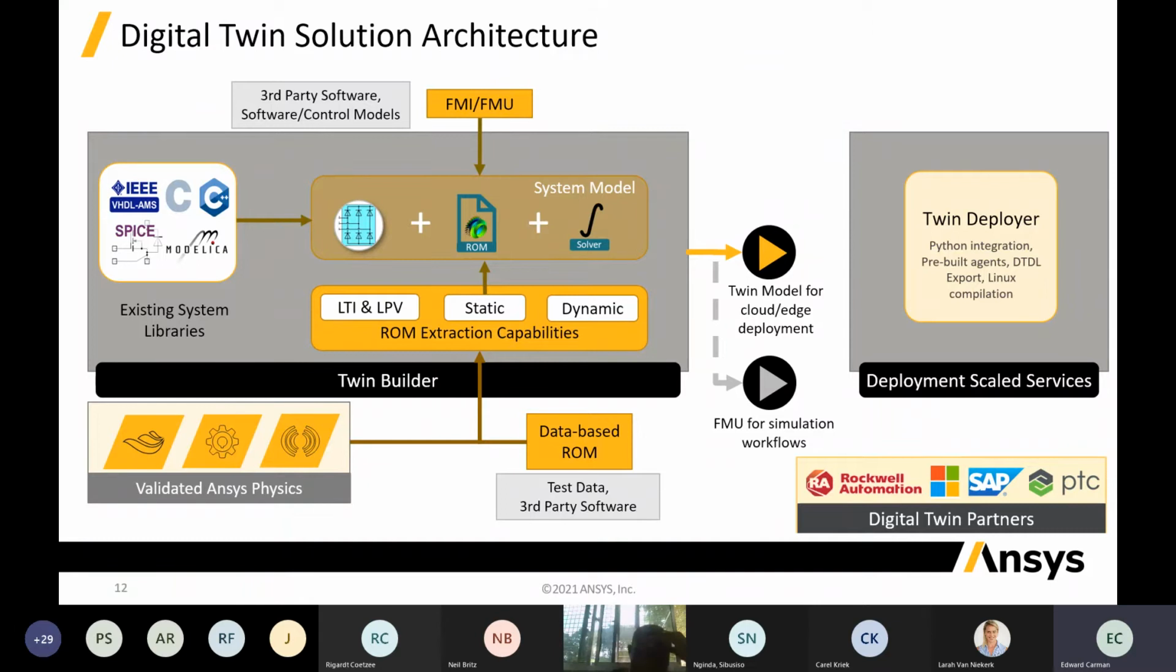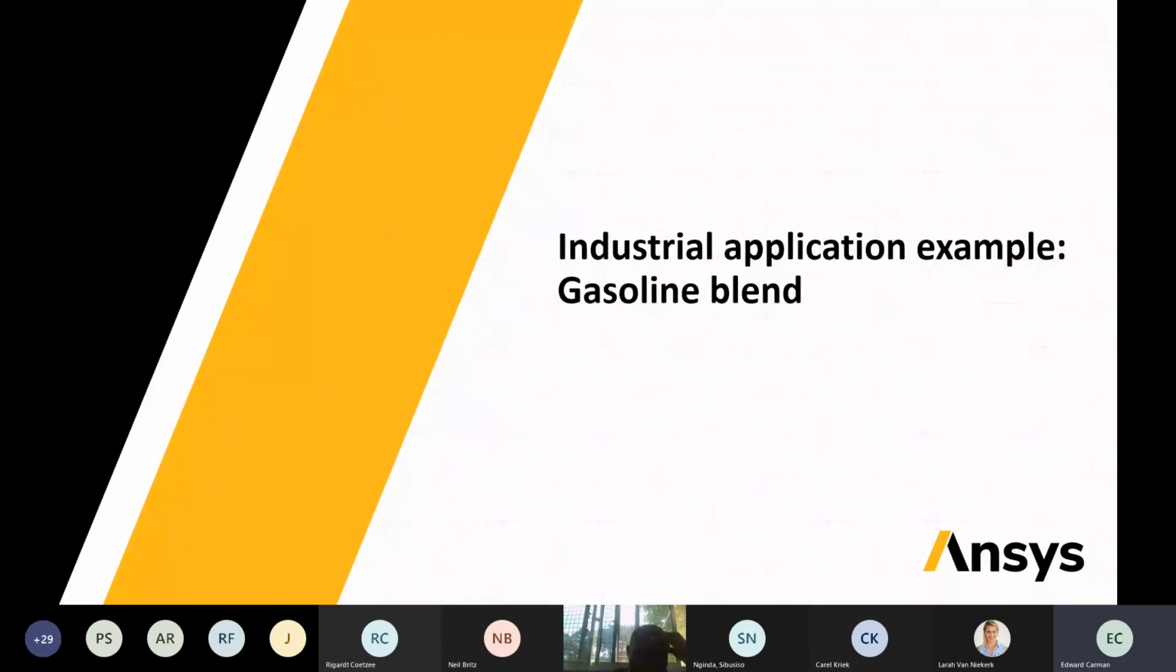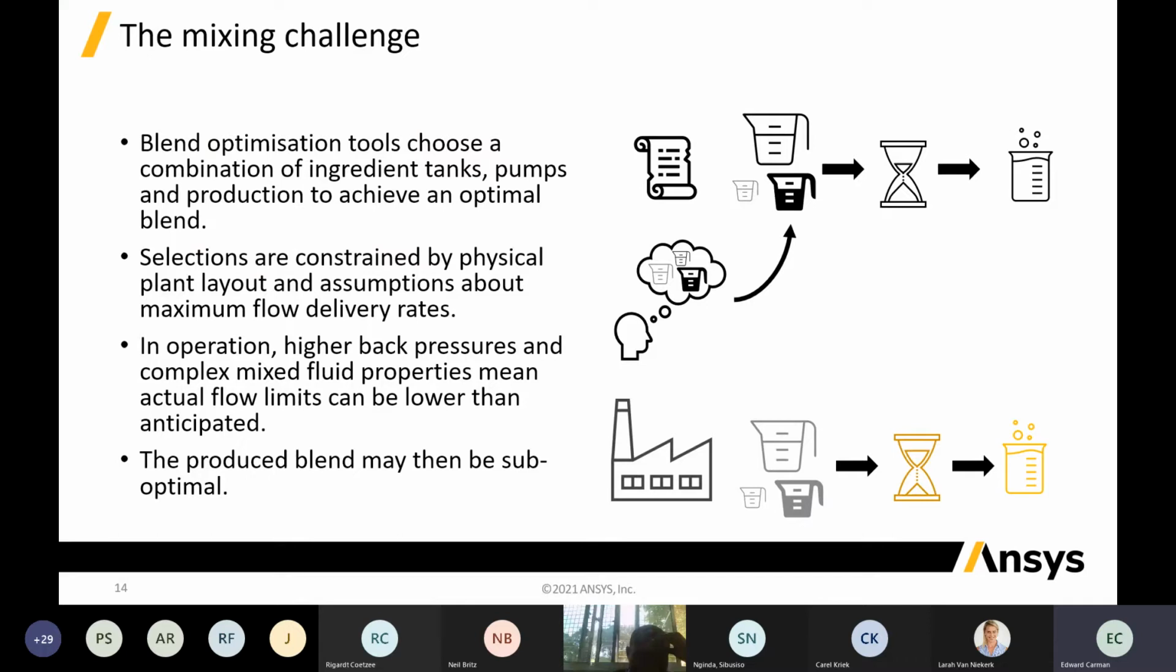So to close off, I'm going to show you a simple industrial example where we worked with a petrochemical refinery on a challenge to optimize their blend processes. So the challenge they face is that they have quite advanced blend optimization tools. And they use these, for example, to say, if I need to produce a certain grade of gasoline, which product should I be using from which tanks?